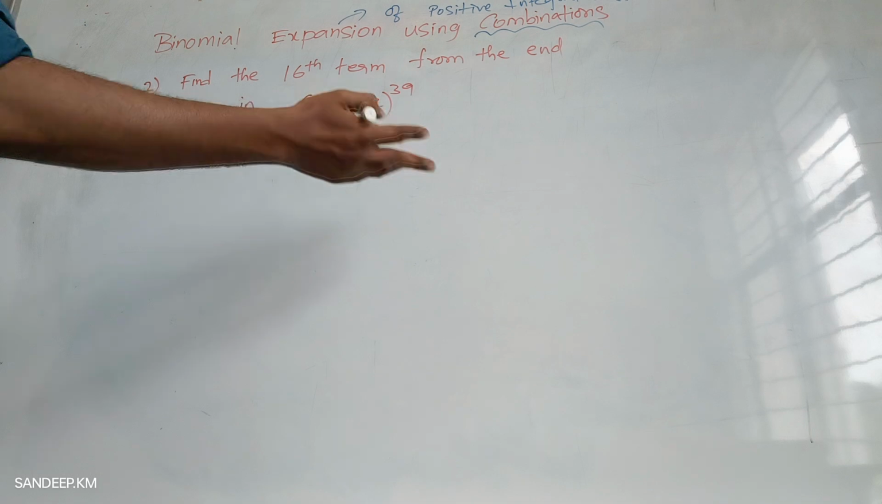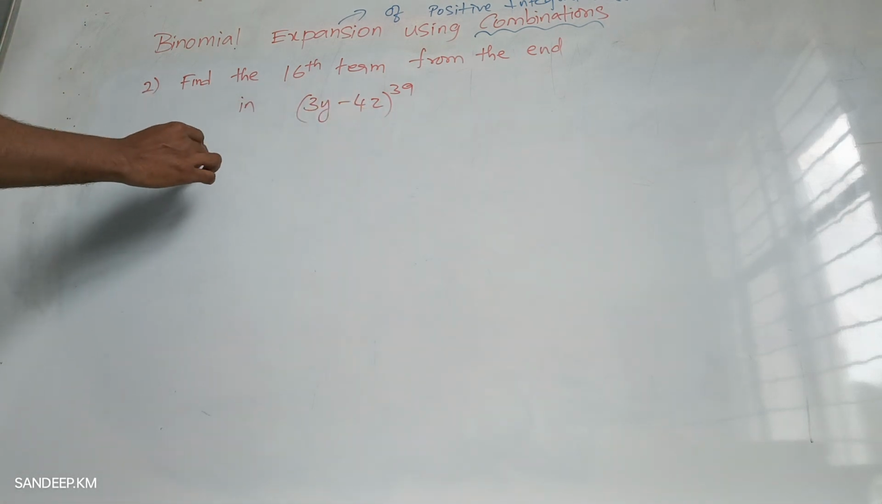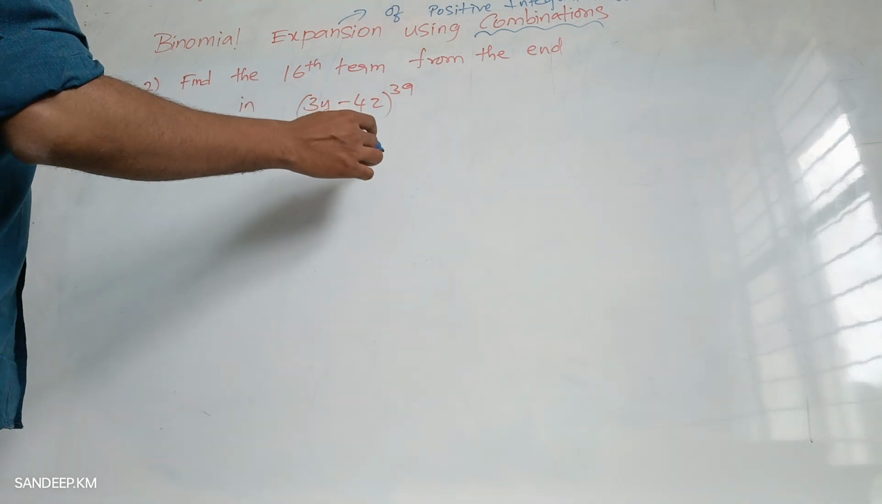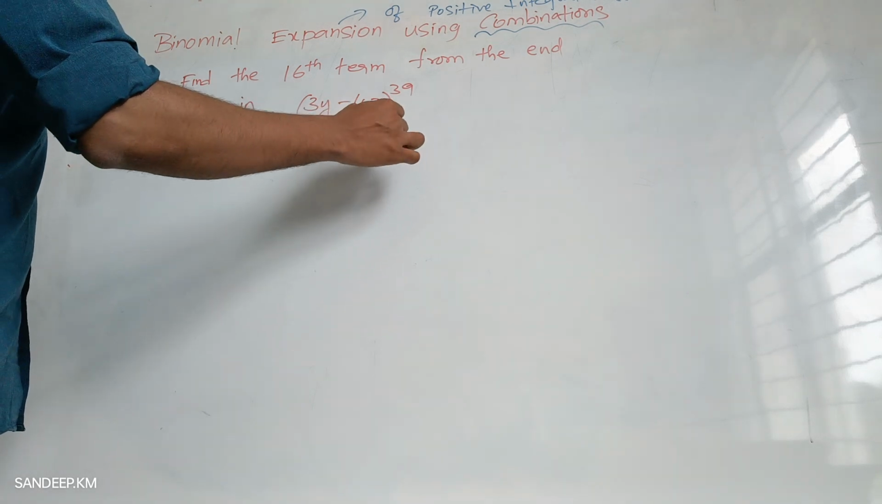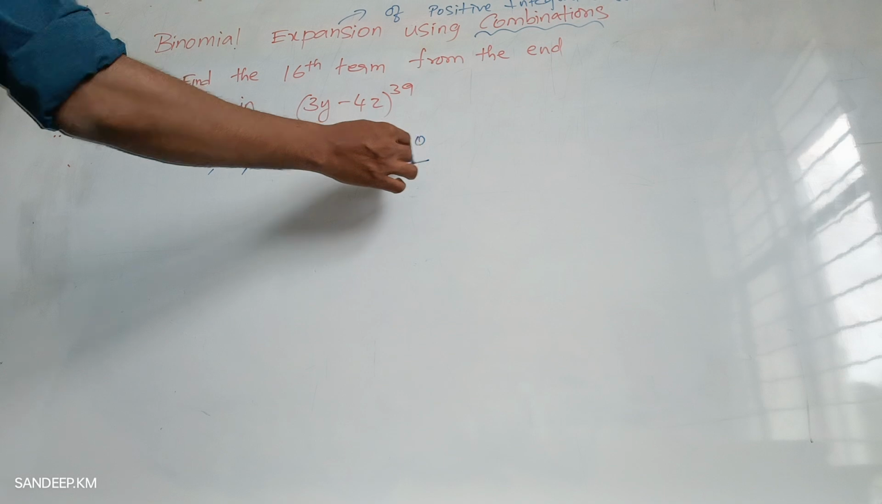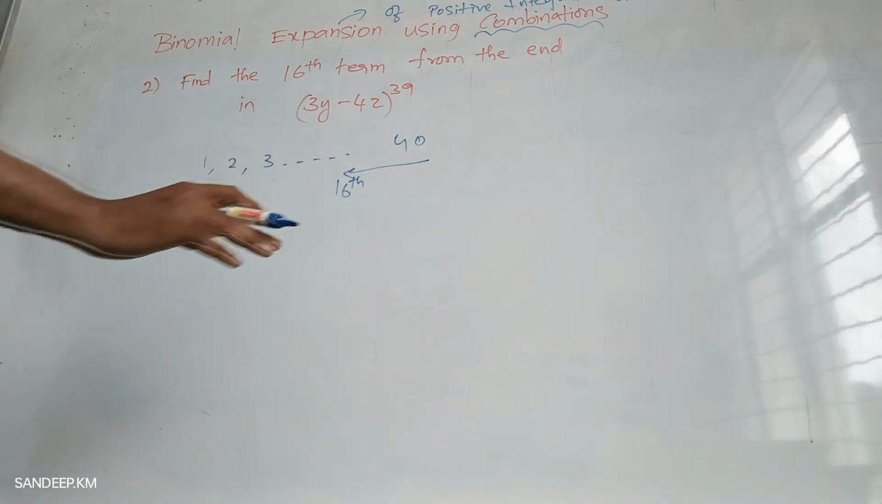So therefore the number of terms is 40. So what are the terms? First term, second term, third term, and so on. We have totally 40 terms. Total there are 40 terms. Now I want the 16th term from the end.